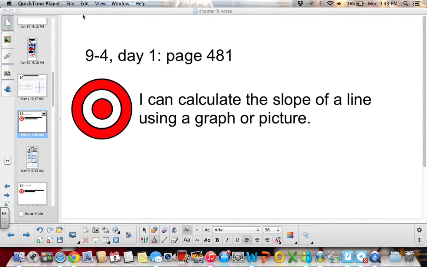Hi, 7th graders. We're on lesson 9-4, part 1. We're going to split 9-4 up into two different parts. So this is day 1, starting on page 481. Our learning target is calculating the slope of a line using a graph or a picture.